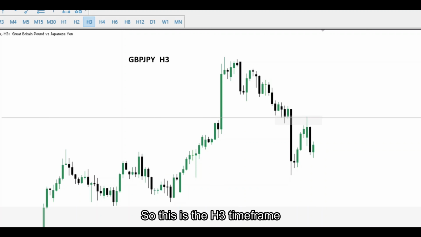So this is the H3 time frame. Now the order flow of this time frame is bearish because we are respecting green candles, which are bearish order blocks. I noted this and went to H1.